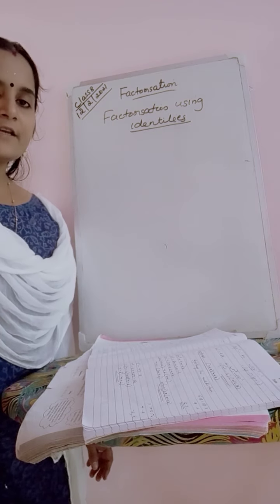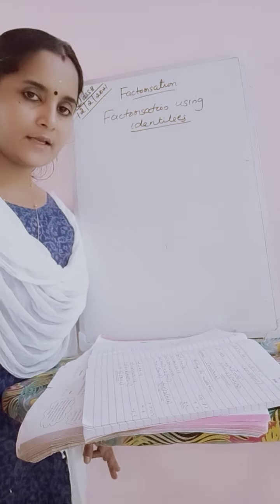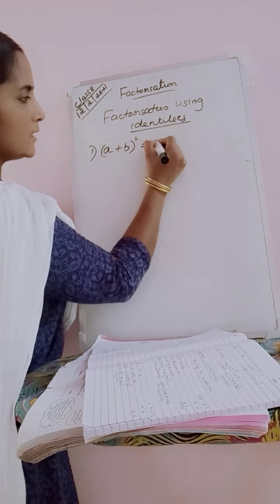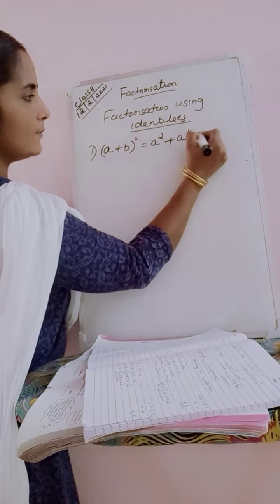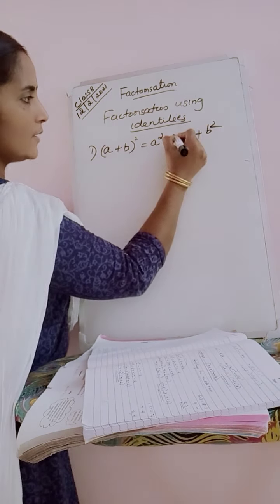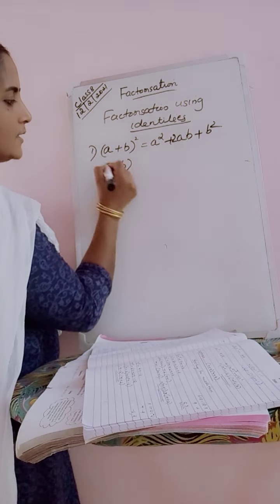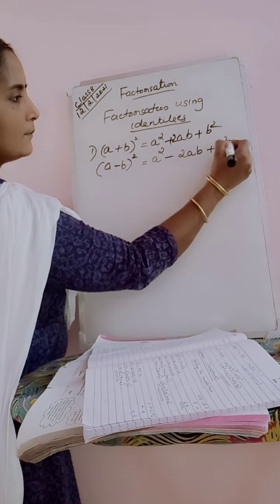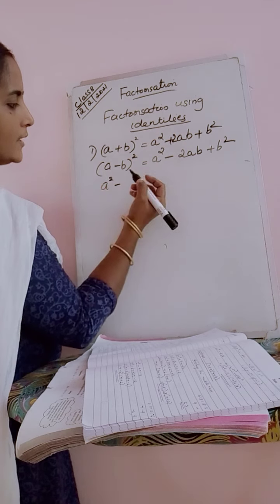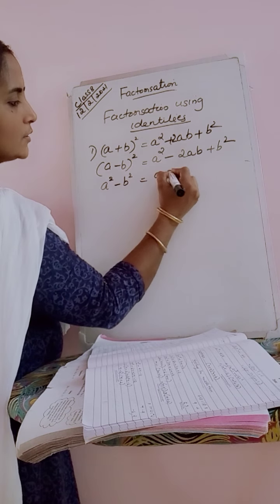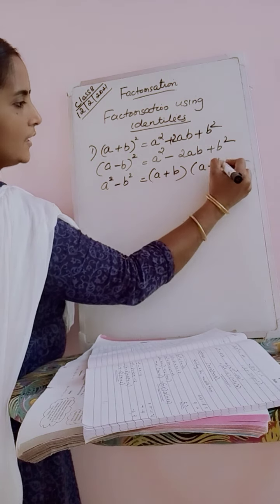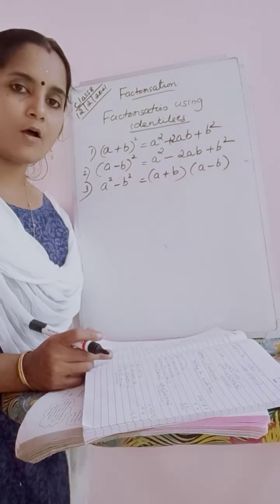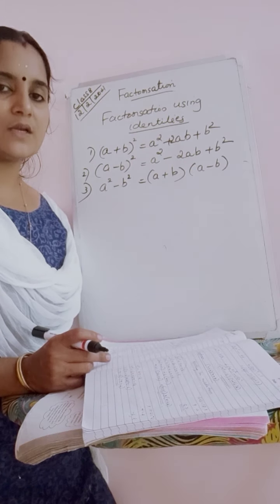Next is factorization using identities. We have three identities. The first one is a plus b the whole square is equal to a square plus 2ab plus b square. Then a minus b the whole square is equal to a square minus 2ab plus b square, and a square minus b square equals a plus b into a minus b. These are the three identities, and we can factorize an algebraic expression using these three identities.